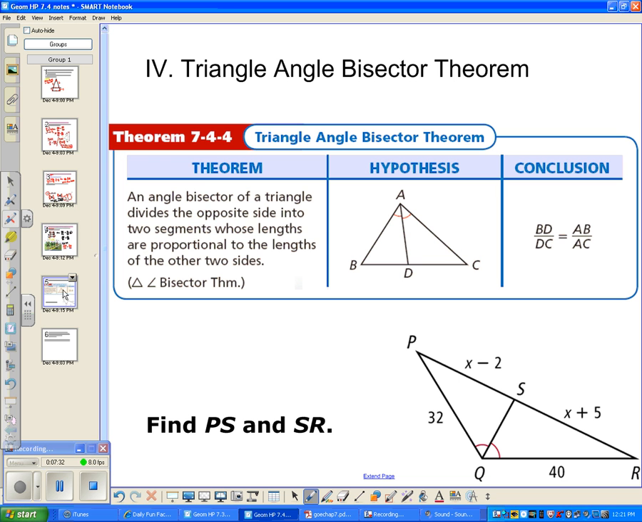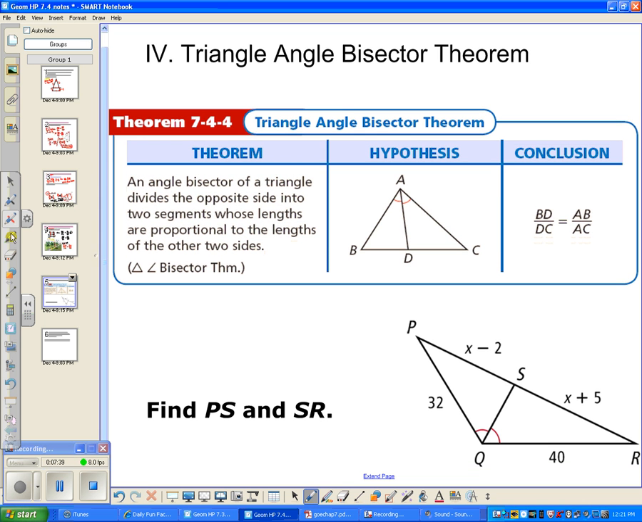Okay, the last theorem is called the triangle angle bisector theorem, and that's, again, kind of hard to say, but we break it apart. Okay, triangle, we know what a triangle is. We've been talking about them for a couple months now. Angle bisector, remember, is something that cuts an angle into 2 congruent pieces. So the triangle angle bisector theorem says if we have a triangle and we have an angle bisector, what's going to happen is the pieces of the triangle are going to be proportional.